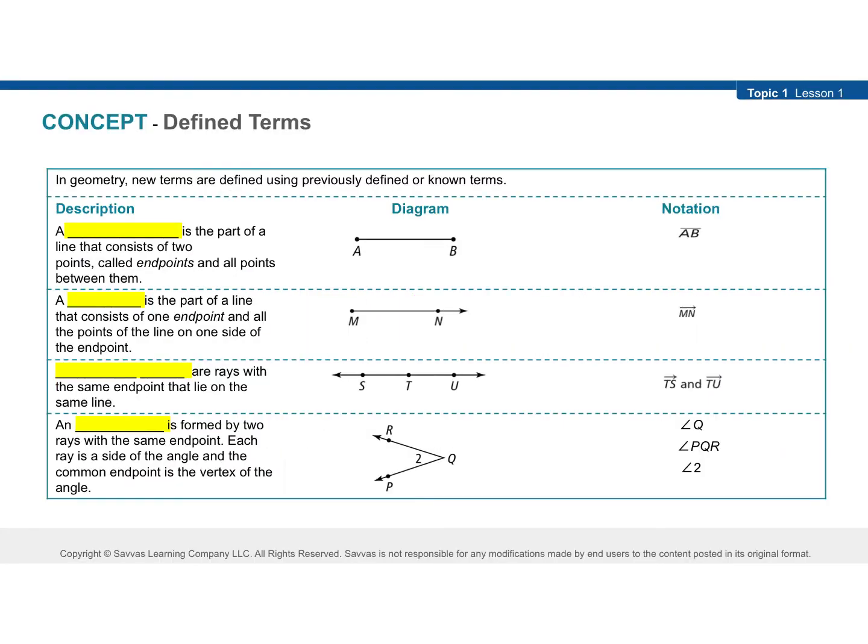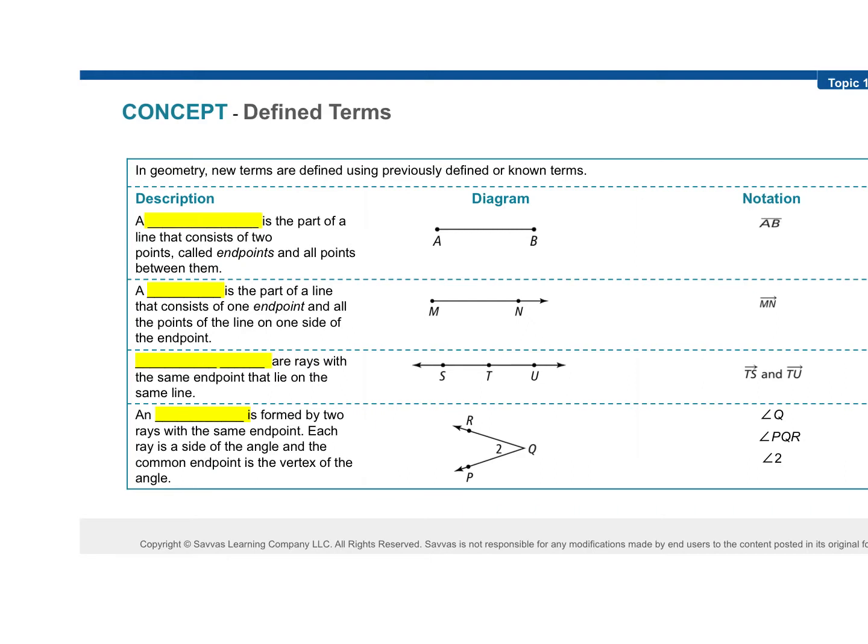So, a segment is the part of a line, see we're using that undefined term, that consists of 2 points called endpoints and all the points in between them. A ray is the part of a line that consists of one endpoint and all the points on the line on one side of the endpoint.